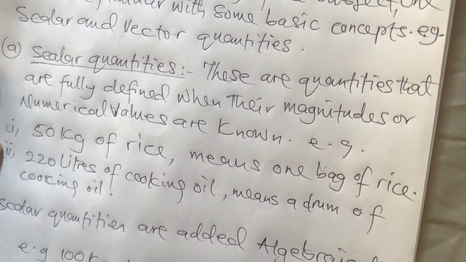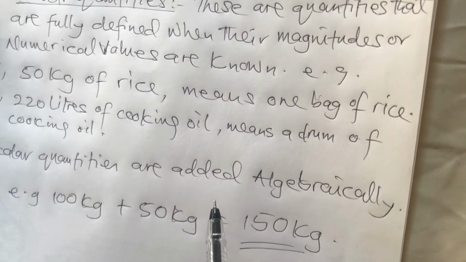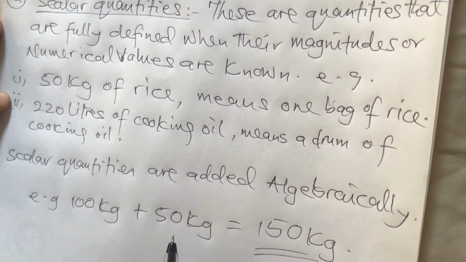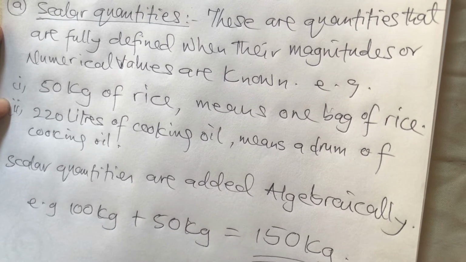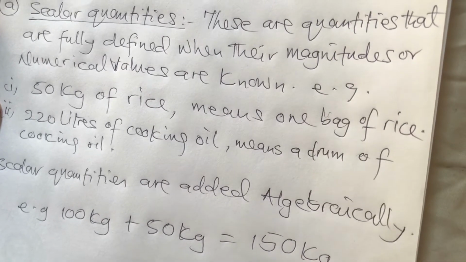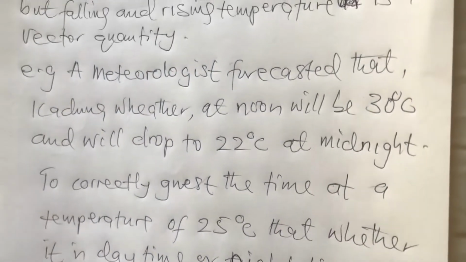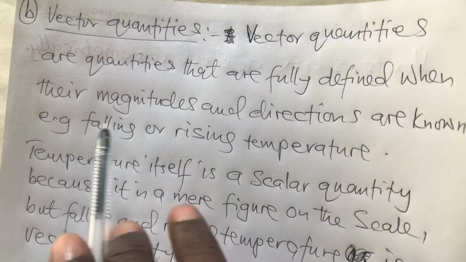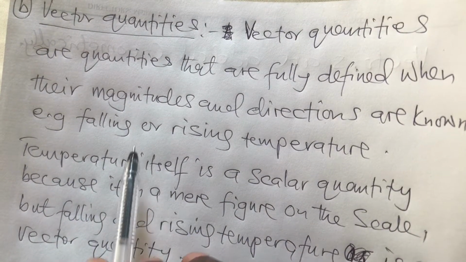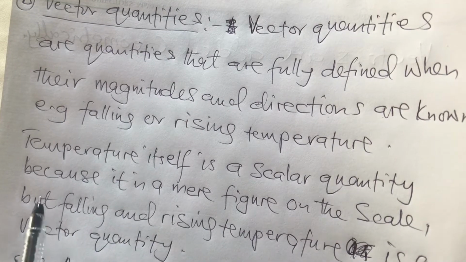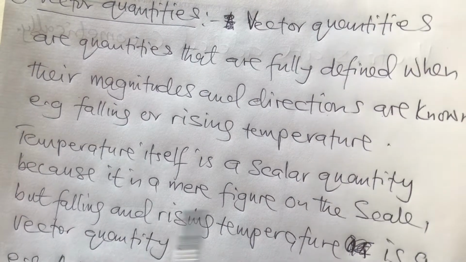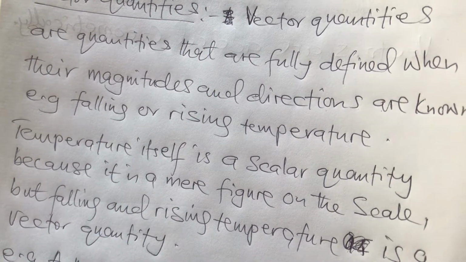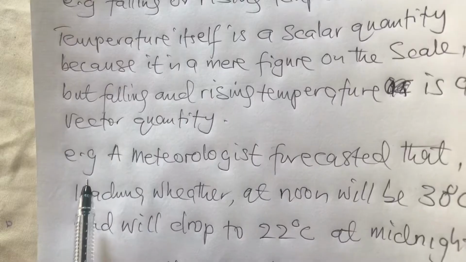Scalar quantities are added algebraically, that is mathematically, just like any other addition in mathematics, e.g., 100 kilograms plus 50 kilograms is equal to 150 kilograms. B. Vector quantities. Vector quantities are quantities that are fully defined when their magnitude and directions are known, e.g., falling or rising temperature. Temperature itself is a scalar quantity because it is a mere figure on the scale. But falling and rising temperature is a vector quantity.